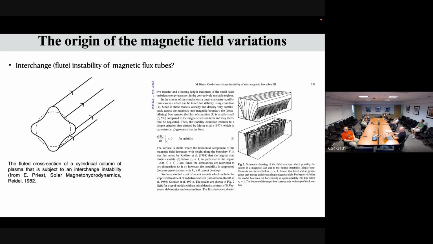And there are some works in this paper. This is a very nice paper, and this paper estimates that very close to log tau equals zero, tau equals 1, this criterion is fulfilled, so that those plage-type magnetic flux concentrations should be unstable against the fluid instability.